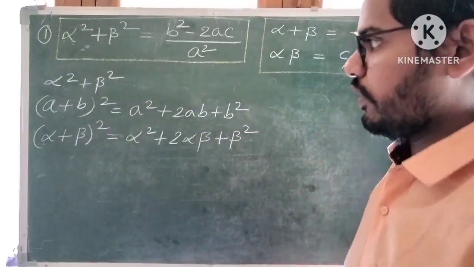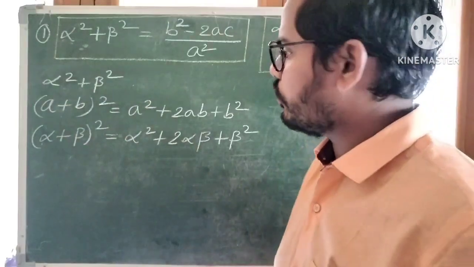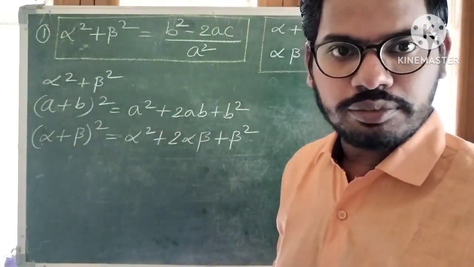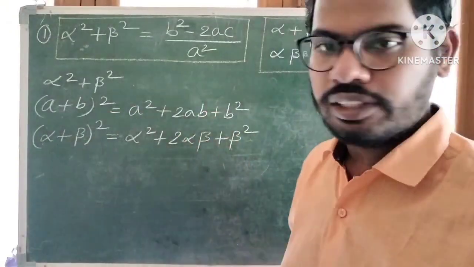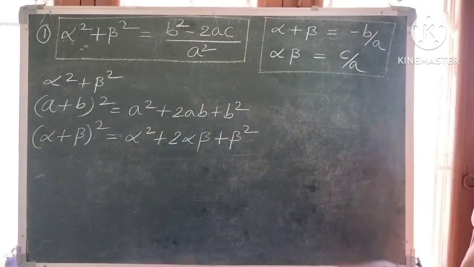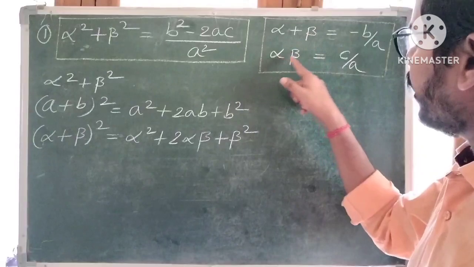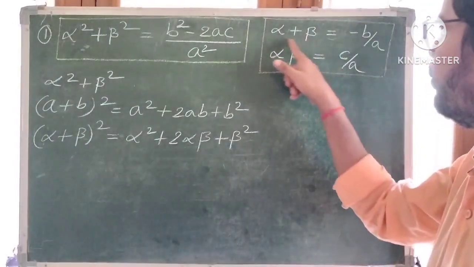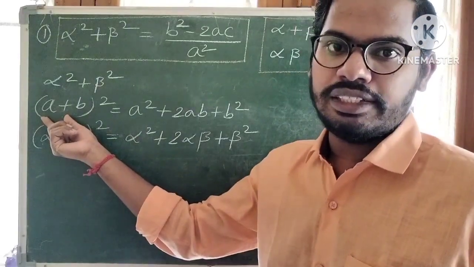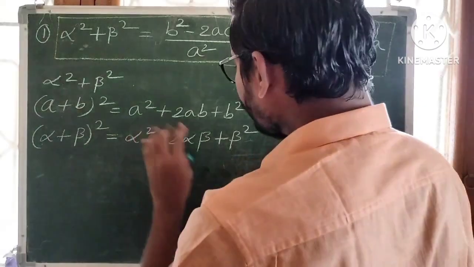Now, why did I take a plus b here? The expression a square plus b square also comes in (a minus b) whole square. But here we have two formulas, alpha plus beta and alpha beta. We don't have alpha minus beta. So we have alpha plus beta and alpha beta, and since alpha plus beta is there, that's why we are using the (a plus b) whole square identity. That is the reason.